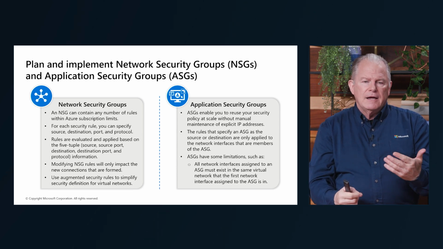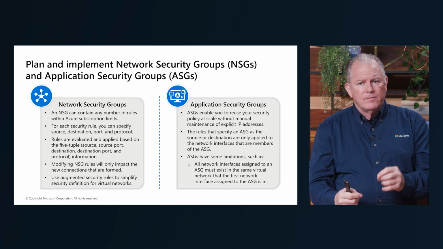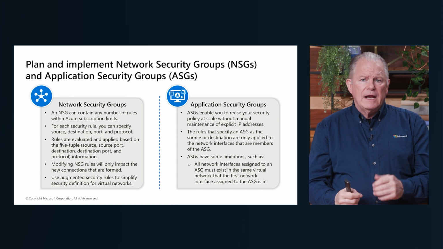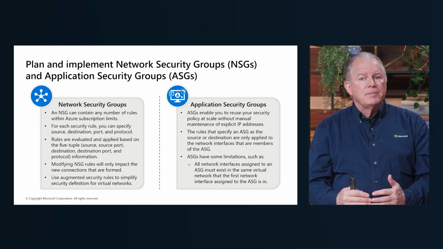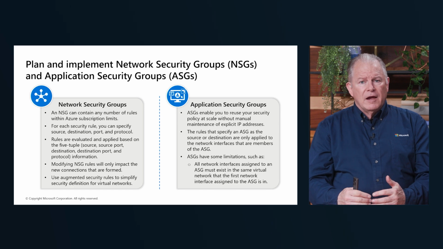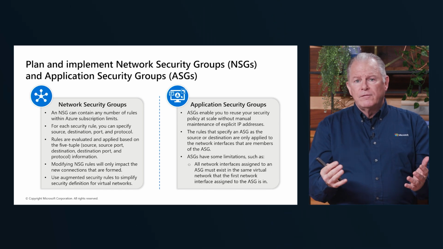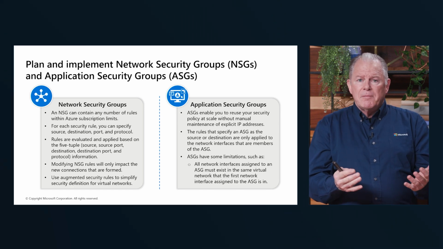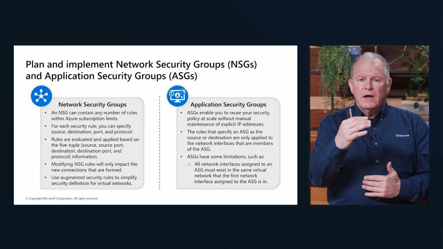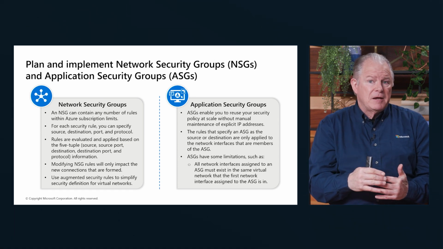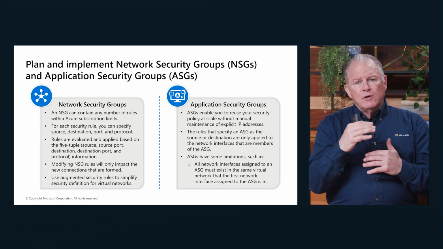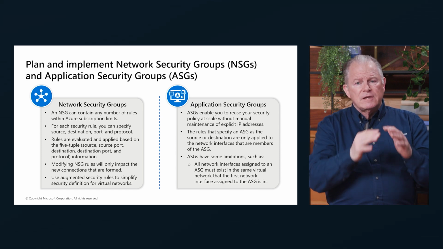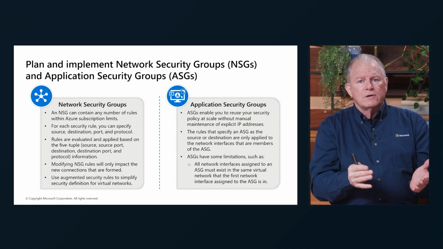So how do I do that? I can do that at the network card level. And this is also where you get the right-hand side of the slide, a thing called an application security group. Because now you might have a grouping of resources that might span multiple subnets. They might even span multiple VNets. And you want to be able to group them together so that those resources can only talk to each other.